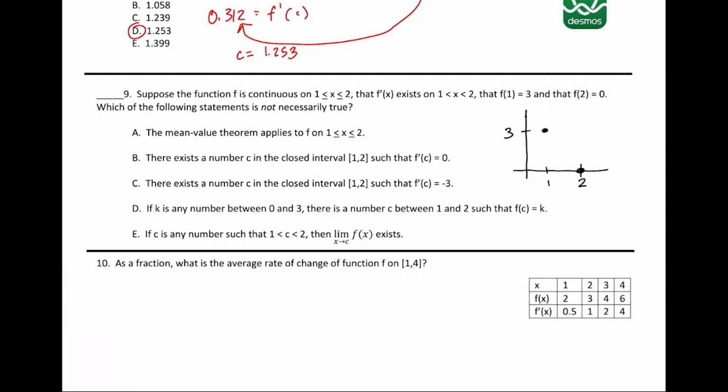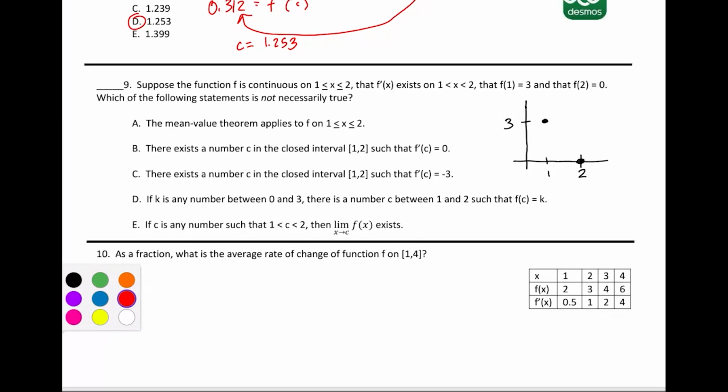A says the mean value theorem applies on f between 1 and 2. And yeah, the mean value theorem is going to apply because f is continuous on that interval, and it's also differentiable on the open interval. So that is definitely true. So that's not our answer because we're looking for the one that is not necessarily true.